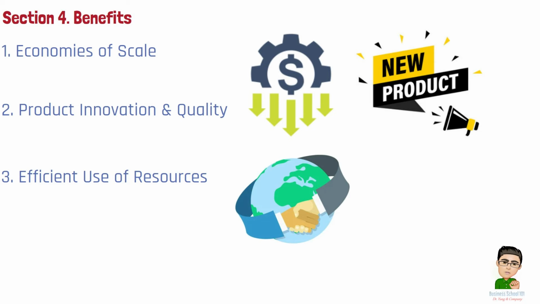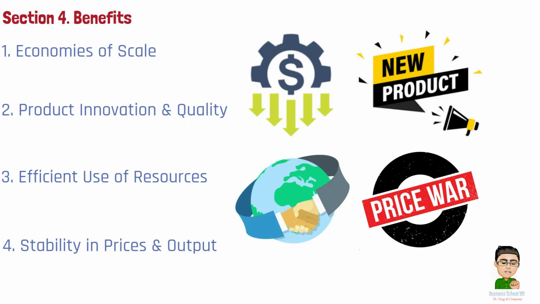Number 4. Stability in prices and output. Oligopolistic markets can be more stable, as firms may avoid price wars and other destructive competitive practices. This can lead to more predictable prices and a steady supply of goods and services for consumers.